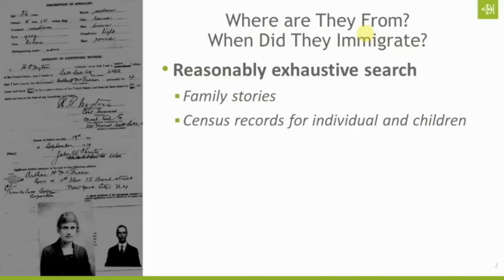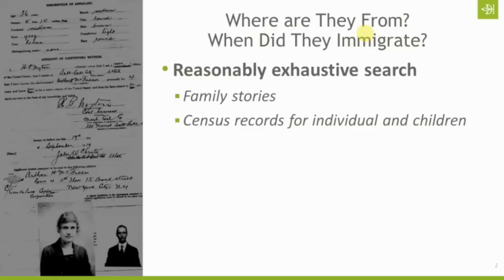Again, though, if you collect census records for all the children, even if your ancestor came in the late 1700s, you may find some clues about when they immigrated. For example, tracing all of the children in a family to determine where each of those children was born could give you a time frame for immigration.